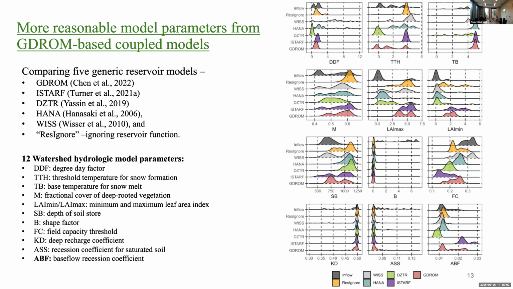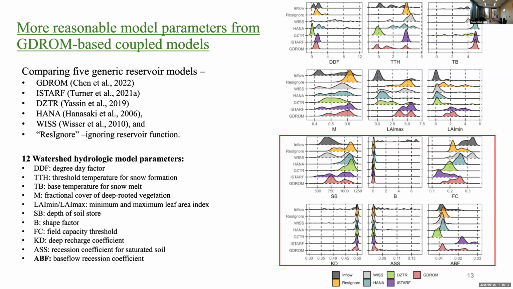So let's go back to the 12 parameters. Some of them are much more related to reservoir operation, and some may not be that much. So we particularly want to look at these 6 parameters. They are more related to soil moisture. And in the literature, many studies have found that if we have an unrealistic reservoir operation, or we ignore reservoirs in the watershed model, then the soil moisture part could be very unbalanced.